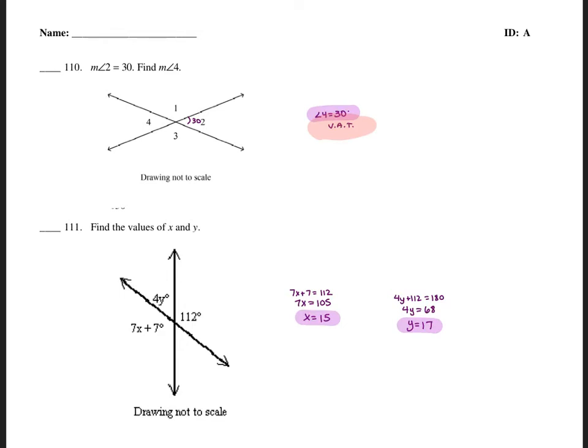If I'm saying angle 2 equals angle 4, that is not vertical angles. That is not definition of vertical angles. That is vertical angles theorem, which is VAT. Okay? You have to use the theorem. You don't want to lose points on something like that. 111, there's 2 things going on. You've got vertical angles, 7x plus 7 equals 112. And then you've got a linear pair, 4y plus 112 equals 180.